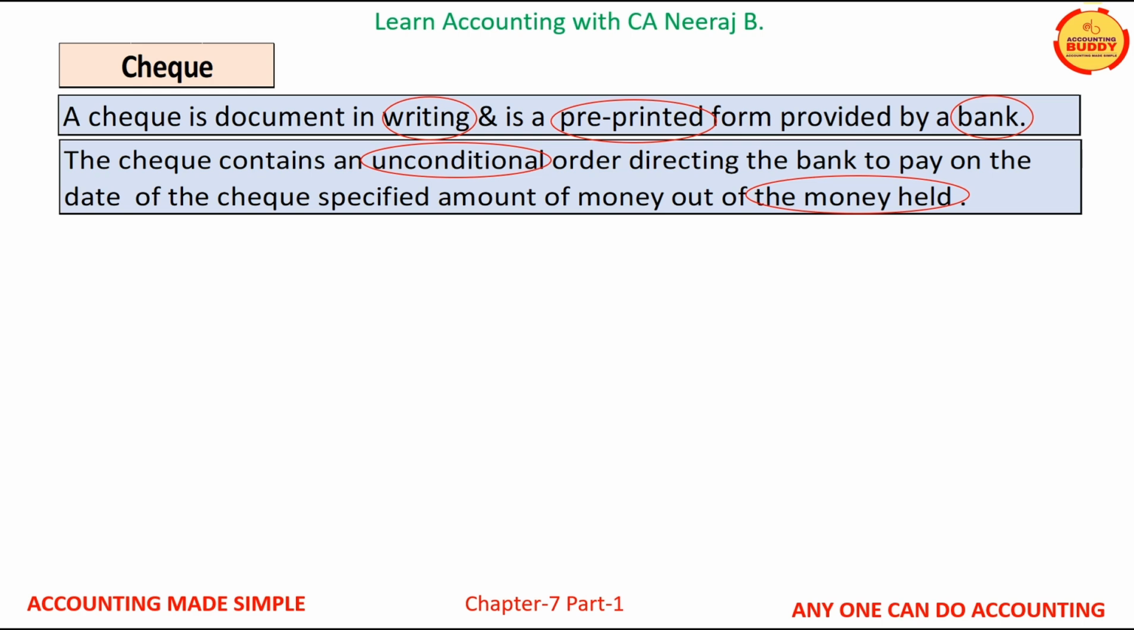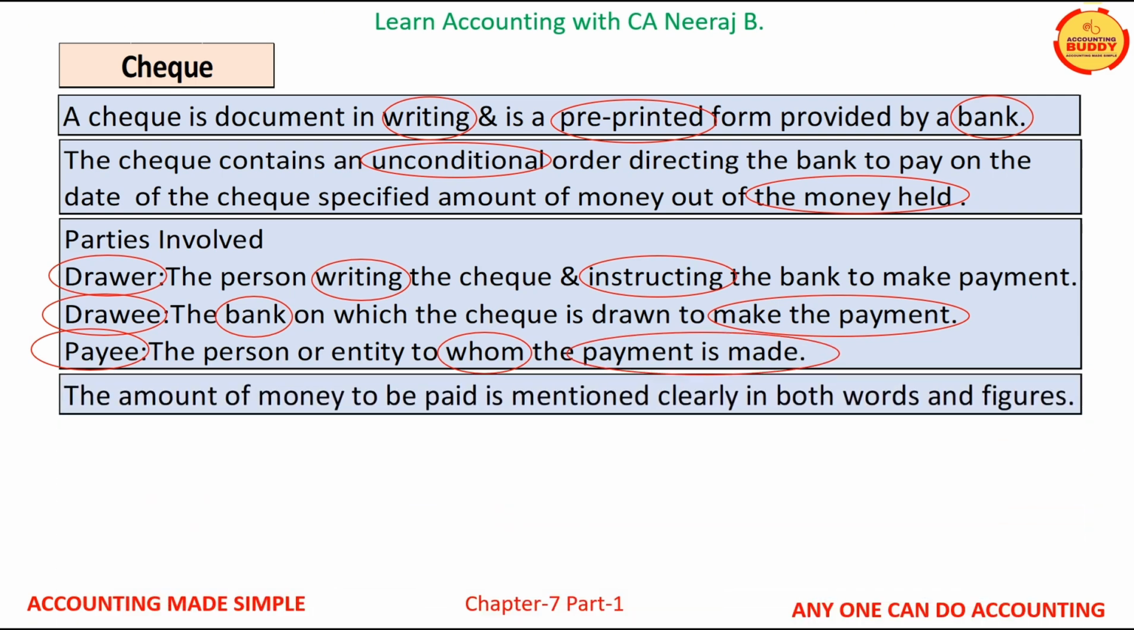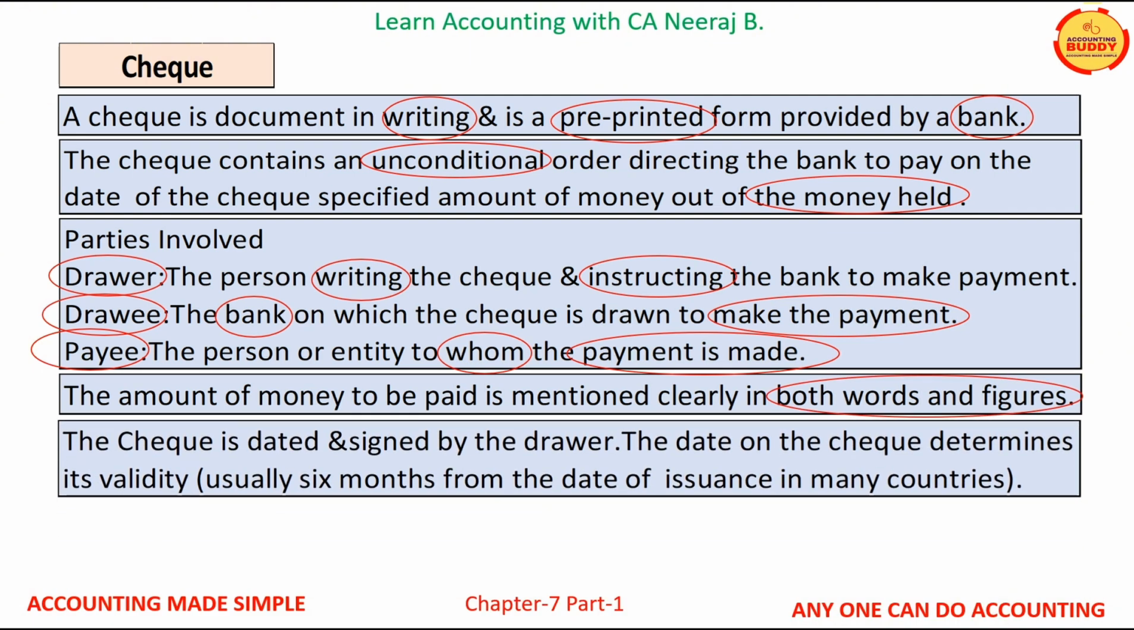Parties involved in the case of a check are the drawer, the person writing the check and instructing the bank to make the payment. Drawee is the bank on which the check is drawn to make the payment. And payee is the person or the entity to whom the payment is made. The amount of money to be paid is mentioned clearly in both words and figures. The check is dated and signed by the drawer. The date on the check determines its validity, which is usually 6 months from the date of issuance in many countries.